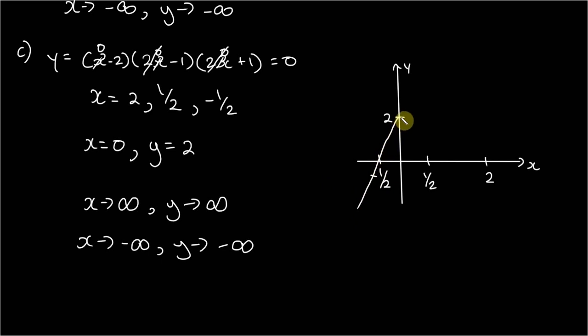It's going to cross at y equals 2, it's going to come right back down, cross our other root of x equals 1/2, it's going to come back, cross at 2, and just go up, something like that.